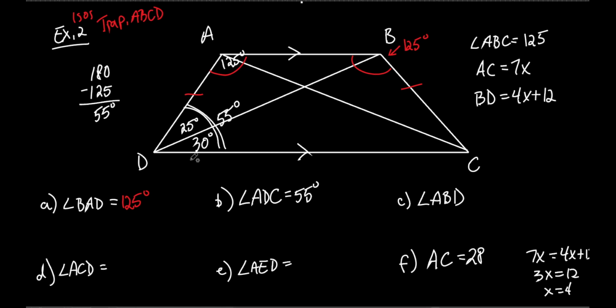For D, I already got the whole big angle D. Oh, letter D. Gotcha. ACD. You sure about that? No, you're not going to use that 25 for ACD. Let's go in order. Let's do ABD. ABD. So this little one right here.